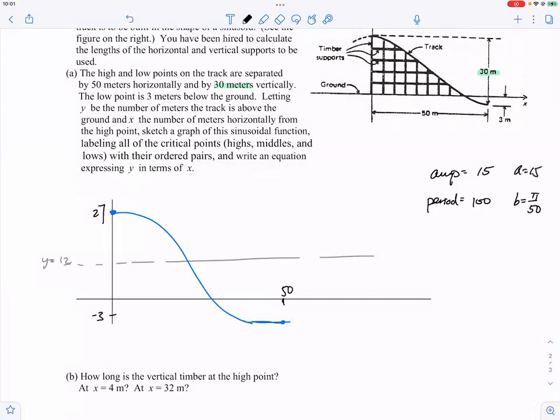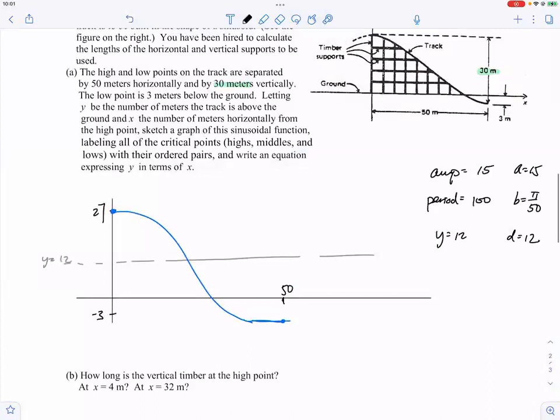A is equal to 15, and there's no shift to the left or right. That's nice. We have the midline, which is y equals 12. That means D is equal to 12. So we can write down our equation, which is y equals 15 cosine of pi over 50 x. I don't need parentheses, actually. Then plus 12.